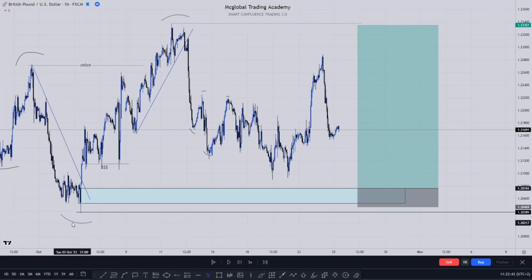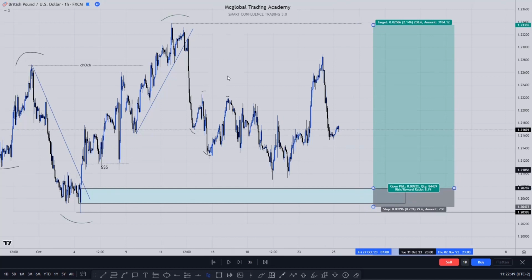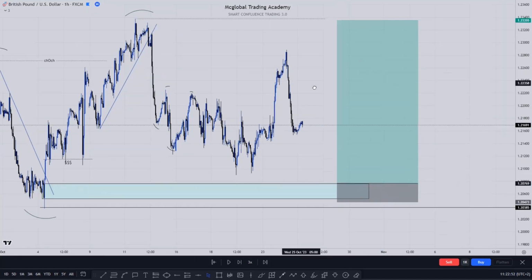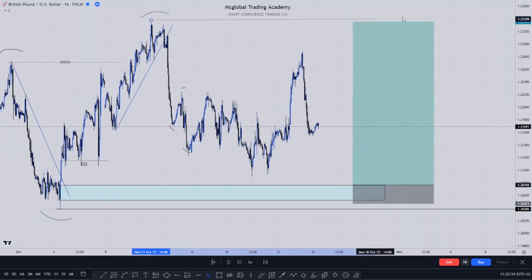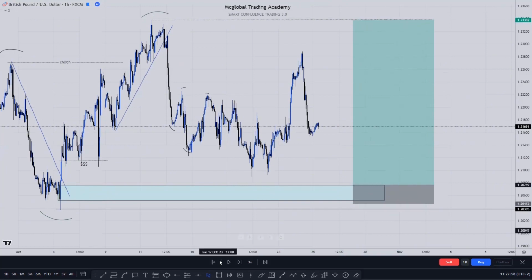So meaning so long as this low is not taken out, we are still in a bullish structure. Whatever fluctuations happen inside here, those are just internal structure fluctuations that are meant to divert or to confuse retail traders who don't understand structure.